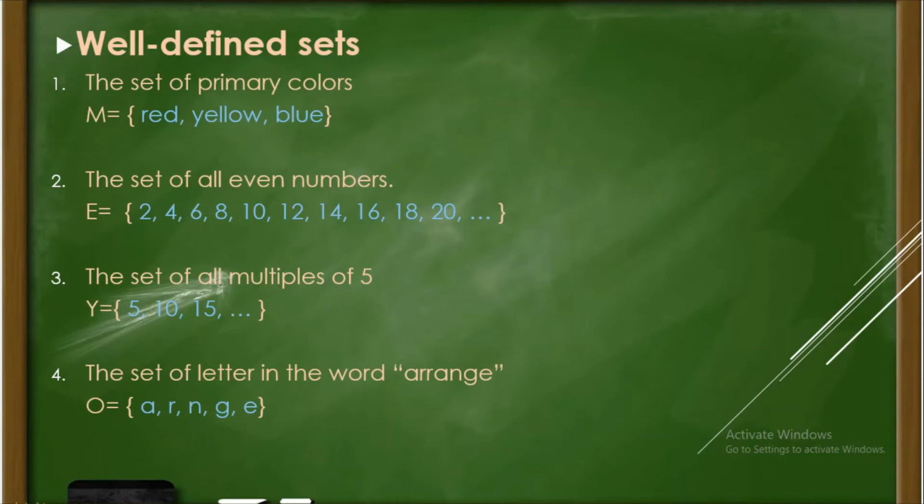and letter E. So, in writing an element, dapat unique yung element mo. Hindi, no repetition. So, therefore, the set O is equal to the element A, element R, element N, element G, and element E. So, that is a well-defined set. Lahat ng mga halimbawa na to are well-defined sets kasi nga we can clearly identify the set or the elements.